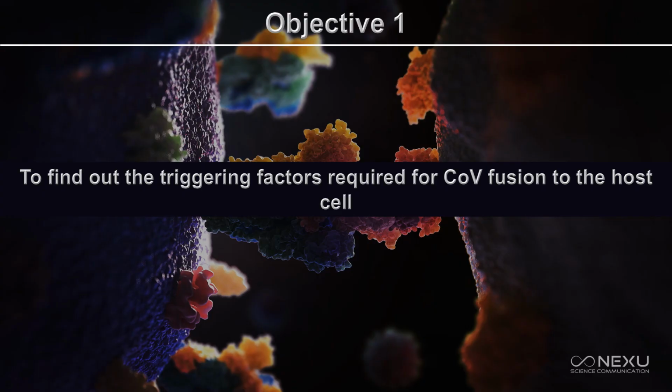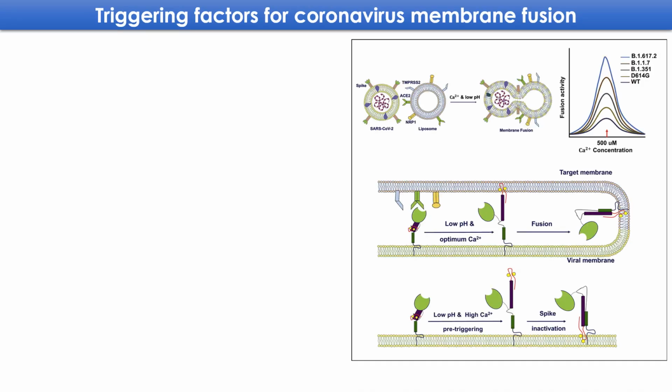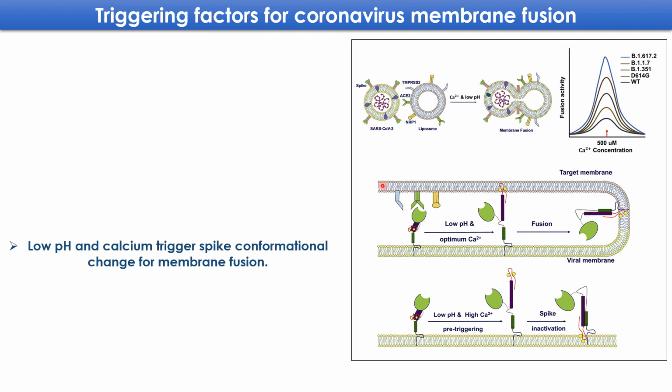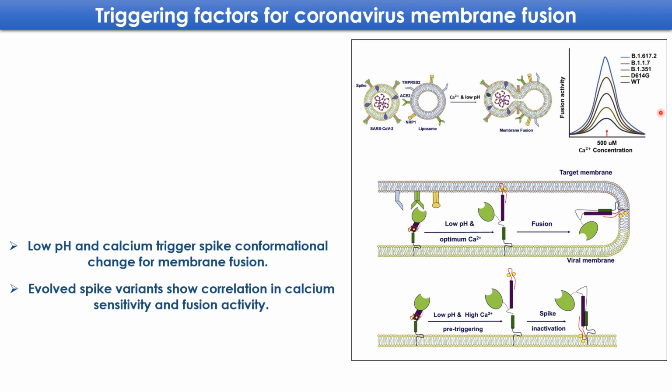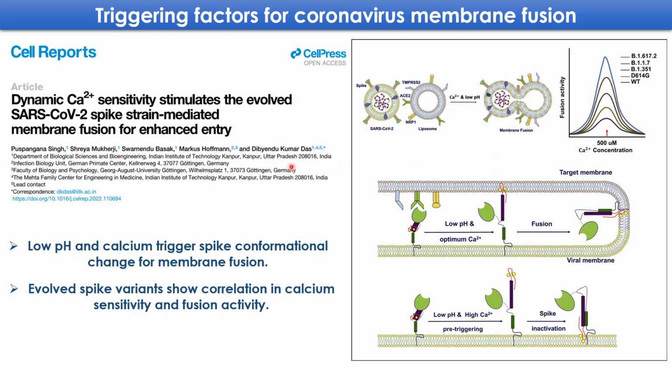cell. So, the first research question for my doctoral thesis was to find out the triggers for entry and fusion of coronaviruses. Now, the story has already been completed, and I showed the data in my first and second reviews. The major findings from this project are: first, low pH and calcium trigger spike conformational change for membrane fusion, and second, evolved spike variants show correlation in calcium sensitivity and fusion activity. This work has already been published in the journal Cell Reports.